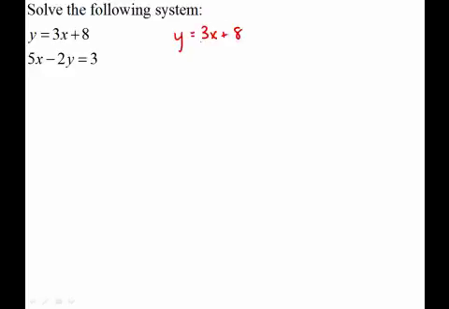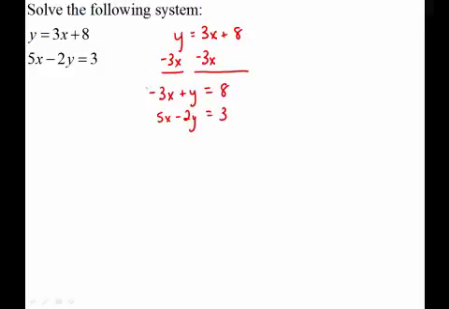Well, let's just move the 3x over to the other side. The y is on the right side. And remember, when I move something, all I'm doing is changing its sign. So -3x plus y equals 8. So now that equation is fine. Let's pop the second equation right underneath it. And now, do the same steps.